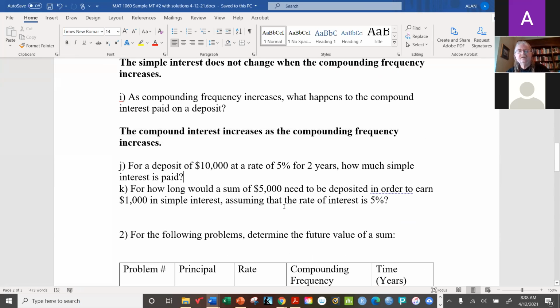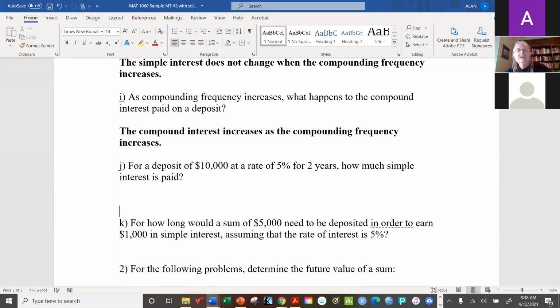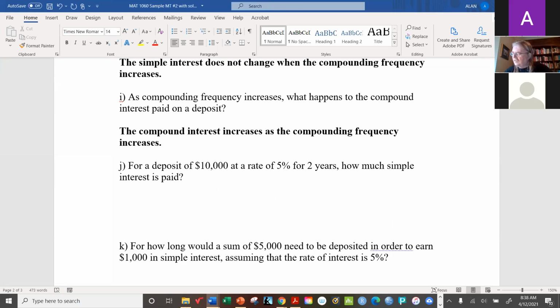Now, here's a quick math question. For a deposit of $10,000 at a rate of 5% for 2 years, how much simple interest is paid? Well, that would be this case. I equals PRT, as we've mentioned, which means the principal is $10,000. That's how much we're depositing. The rate is 5% per year, and the money is kept in that account for 2 years. And when you multiply that out, that gives you $1,000 worth of simple interest.